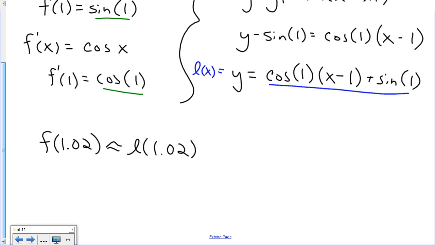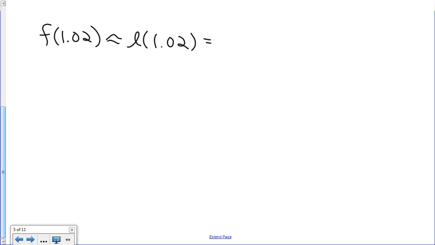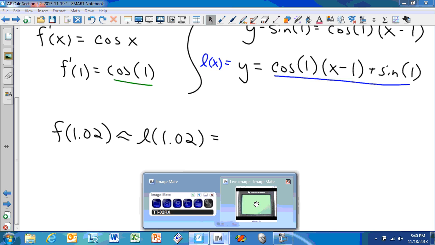And we saw that in our sketch, that as long as I pick values of x that are close to, in this case, our c value of 1, our linear function was very, very close to our original function. So let's go ahead and punch that in our calculator and see what we get for L at 1.02. Oops, let me bring up a calculator.